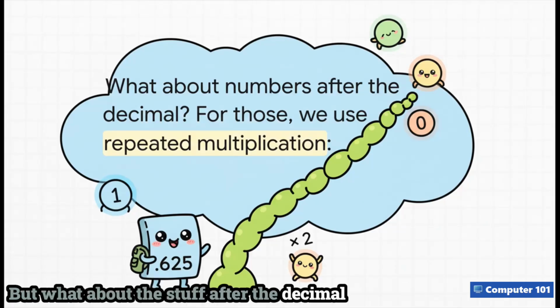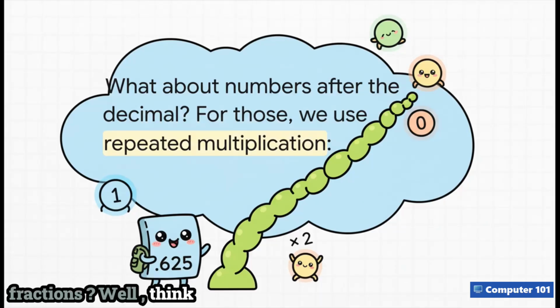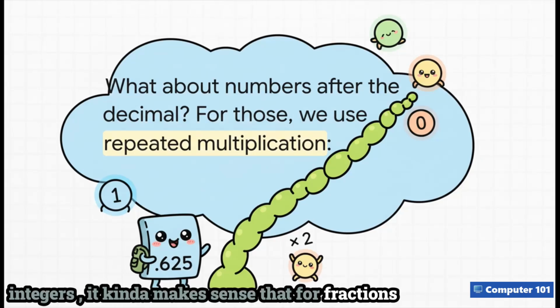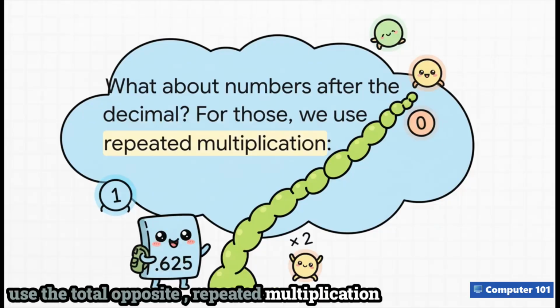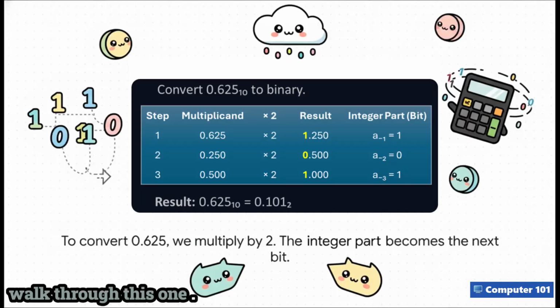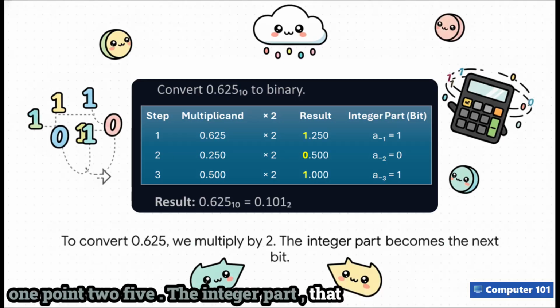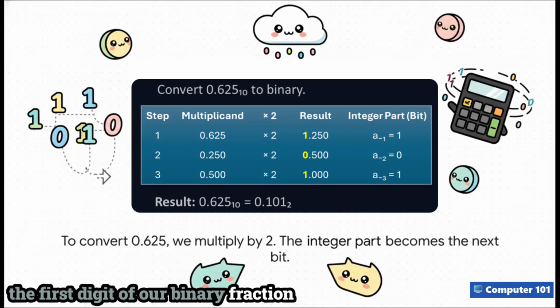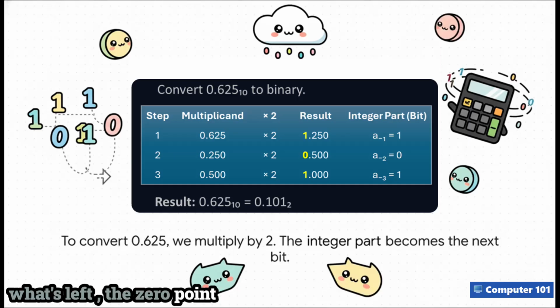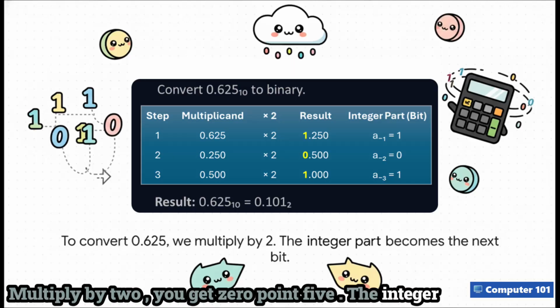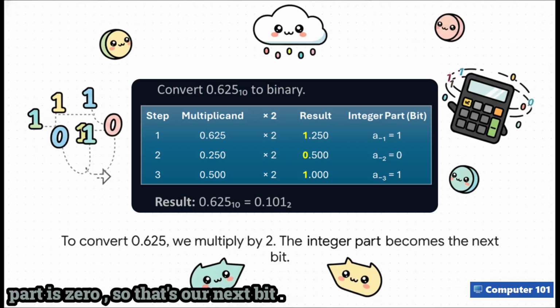But what about the stuff after the decimal point, the fractions? Well, think about it. If we use division for integers, it kind of makes sense that for fractions, we'd use the total opposite, repeated multiplication. Let's walk through this one. To convert 0.625, we start by multiplying it by 2. That gives us 1.25. The integer part, that 1, becomes the first digit of our binary fraction. Then we take what's left, the 0.25, and do it again. Multiply by 2, you get 0.5. The integer part is 0, so that's our next bit. It's just a beautifully logical inverse process, right?